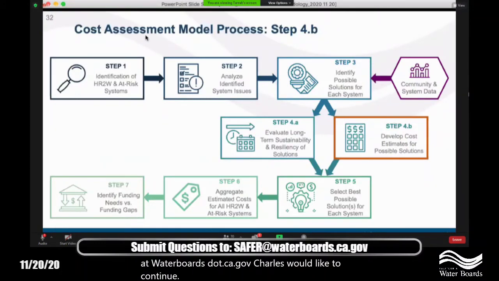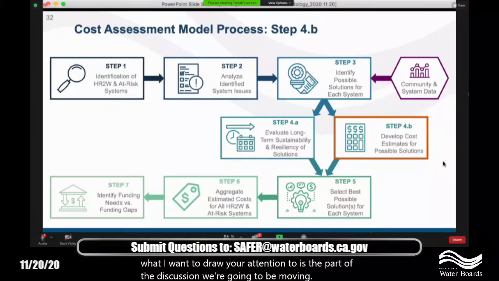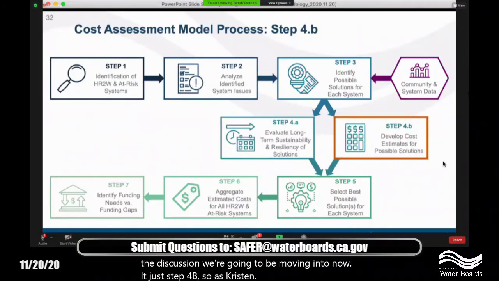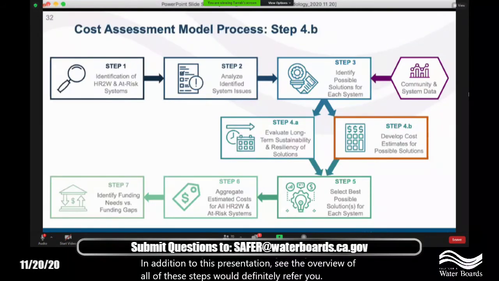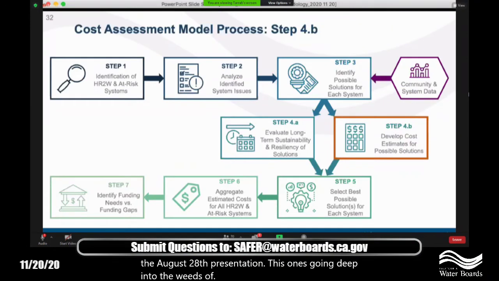Yes, so now you've seen this figure a few times, but what I want to draw your attention to is the part of the discussion we're going to be moving into now, which is step 4B. So as Kristen had mentioned towards the beginning of the presentation, if you'd rather, in addition to this presentation, see the overview of all of these steps, I would definitely refer you to the August 28th presentation. This one's going deep into the weeds of technical details of cost development. So for all of you out there, fellow water nerds, this is your kind of presentation. For those of you that really like high-level overview, this may be a little more detailed than you would prefer.